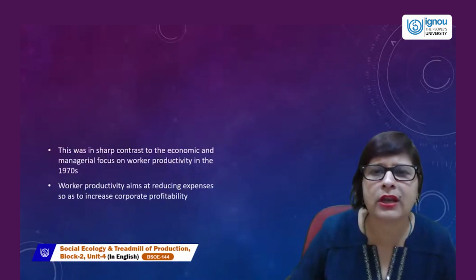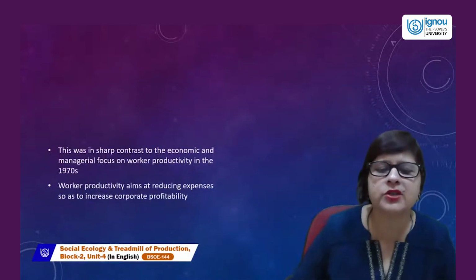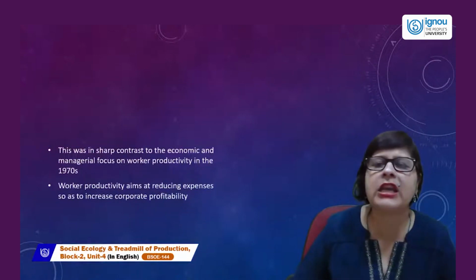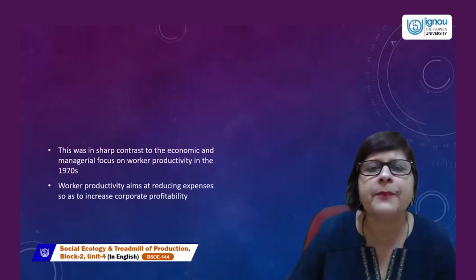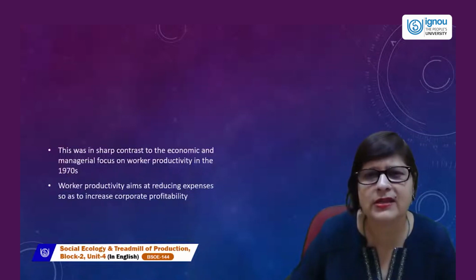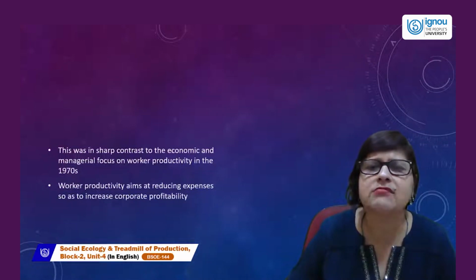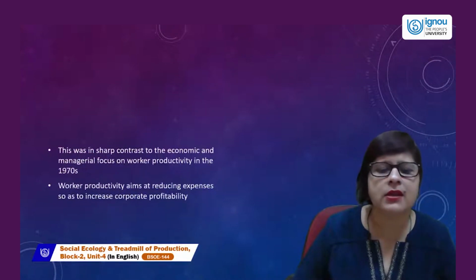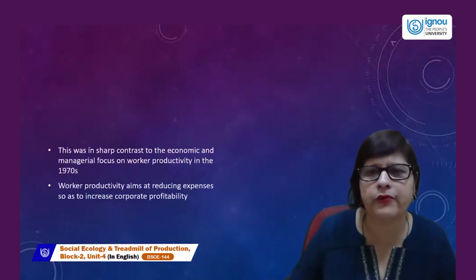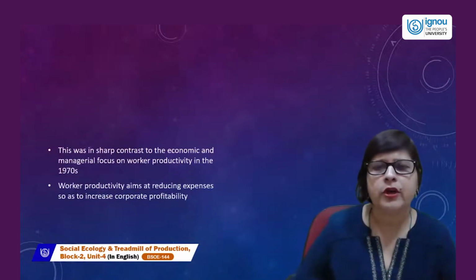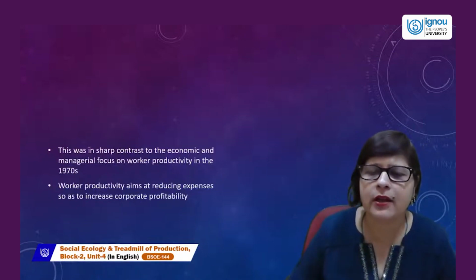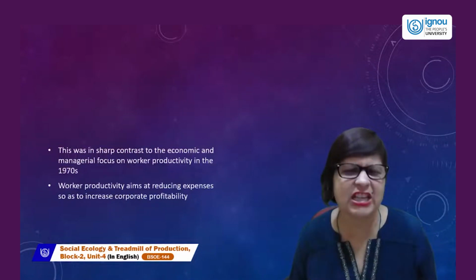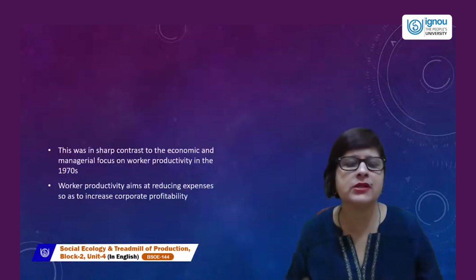And this capital productivity was in sharp contrast to the economic and managerial focus on work productivity in the 1970s. There was a concept of work productivity in the 1970s, and capital productivity is in contrast to it. Work productivity aims at reducing the expenses so as to increase the corporate profitability, right? That is, if capitalists want to increase the production or the profitability, then they reduce the expenses.